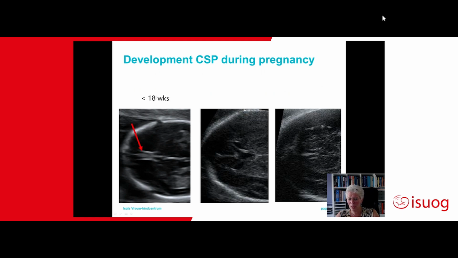So below 18 weeks, it looks like this. Between 18 and 37 weeks, we have a normal cavum septi pellucidi, and after 37 weeks, most of the cavum septum isn't visible anymore.